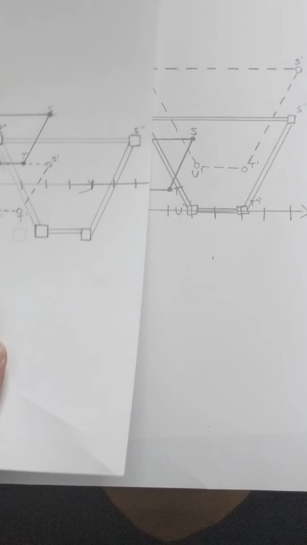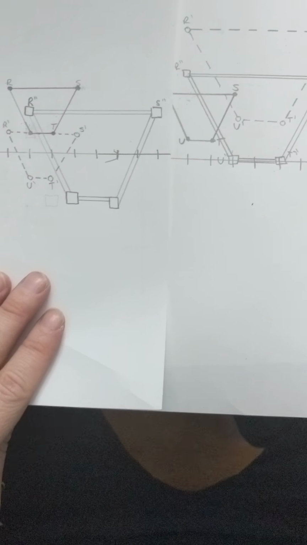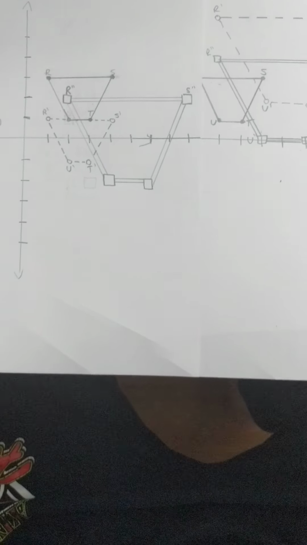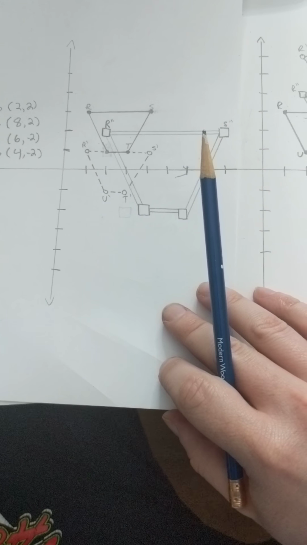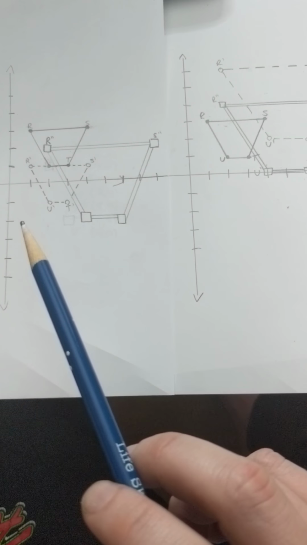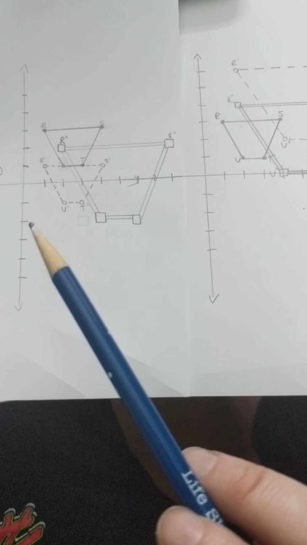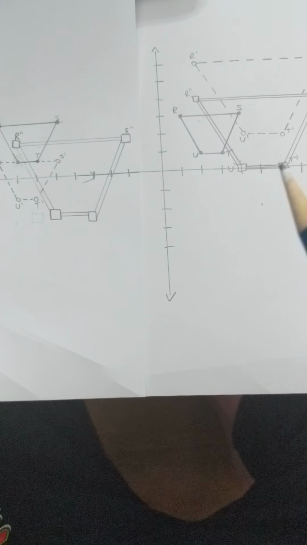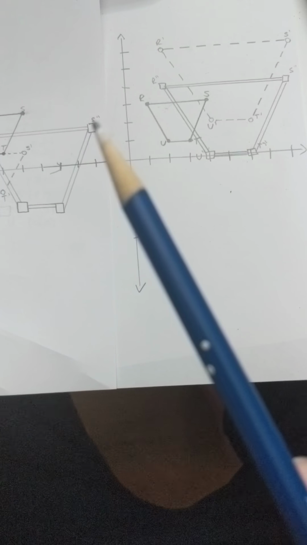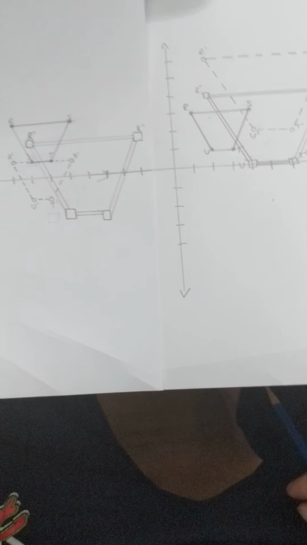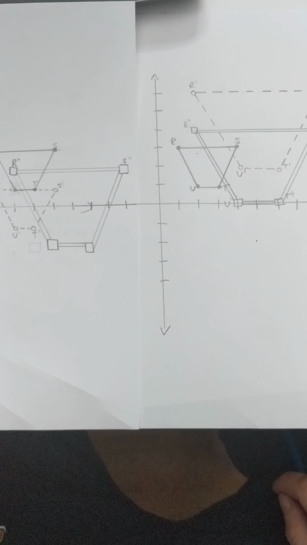So you can see, looking at them, that they are not the same. This one is just 2 down from this one. Where this one is at 4, negative 2, this one's at 4, 0. 6, negative 2, 6, 0. Where this one is at 2, 2, it's 2, 4. Where this one is at 6, 2, it's 6, 4. So they're not going to be the same image.